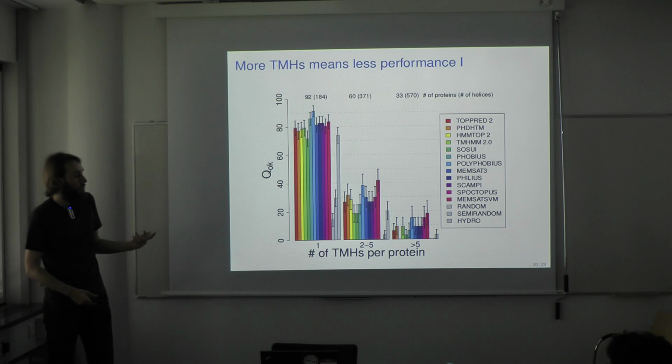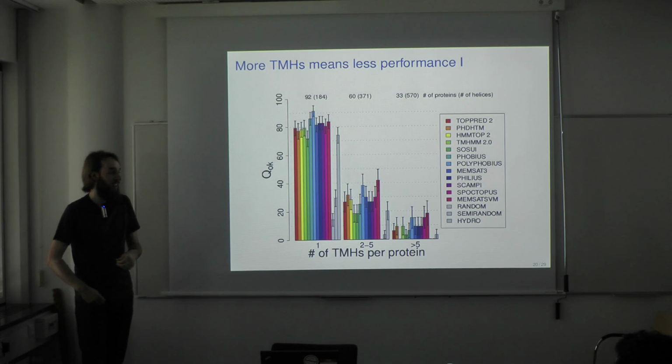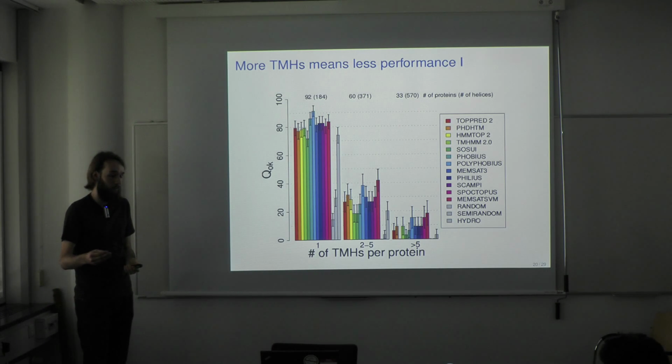Now there's two possible reasons for this. One thing is you might say, well, QOK mandates that every helix is correctly predicted. So if you have more helices in the protein, then you would expect it to get harder, right? Because you have more chances to mess up. You have more things to get right. So clearly performance should probably decrease if the problem in a way gets harder.